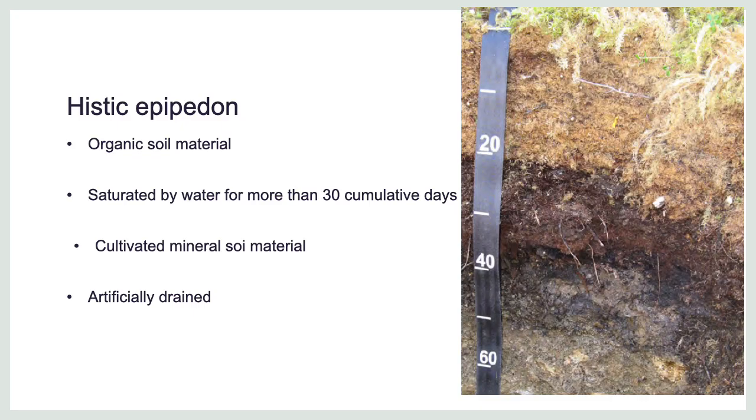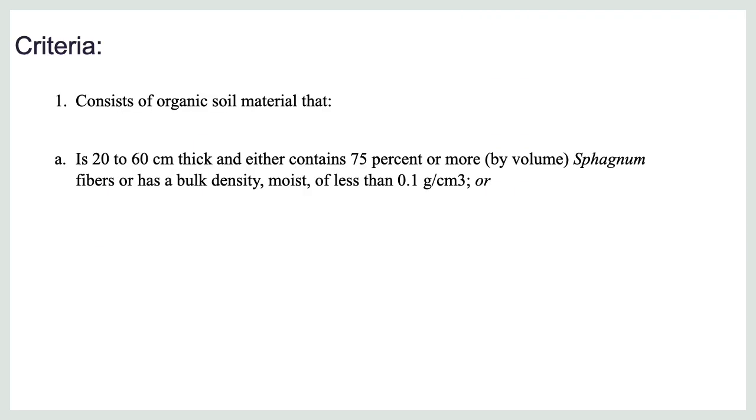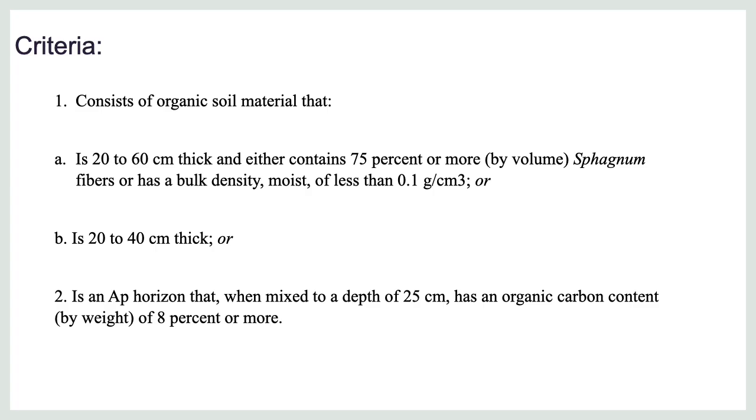In our last class, we finished talking about the histic epipedon. The histic epipedon is also an organic diagnostic horizon. It's an organic epipedon. The organic carbon content is equal to or higher than 12% in the majority of cases, but we also saw that if we have some human action, this content could be equal to or higher than 8%.